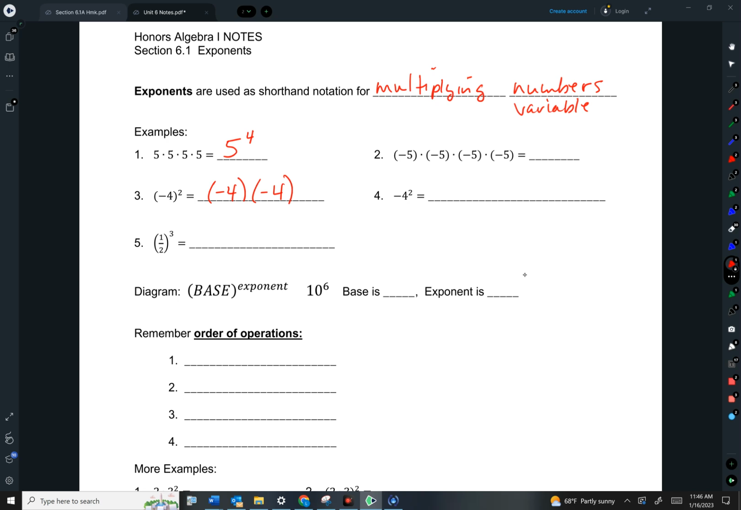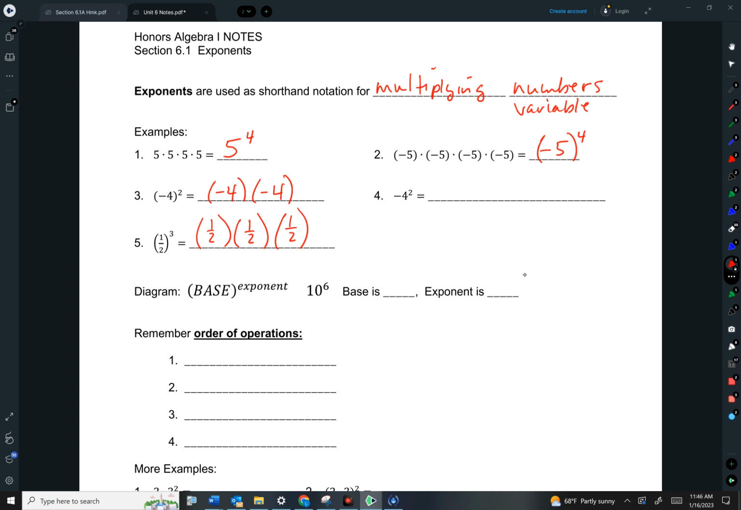I just want you to understand what exponents mean. Or if I have 1/2 cubed, that means I'm going to have 1/2, and I'm going to multiply it by itself 3 times. So on number 2, if I have negative 5 and I'm multiplying it by itself 4 times, I could write it as an exponent of 4. Again, we're just thinking about what exponents mean.